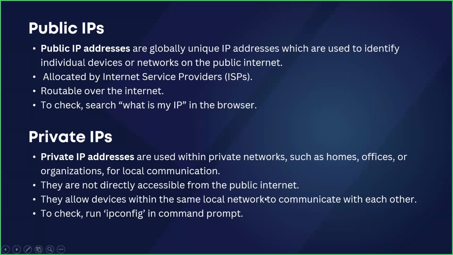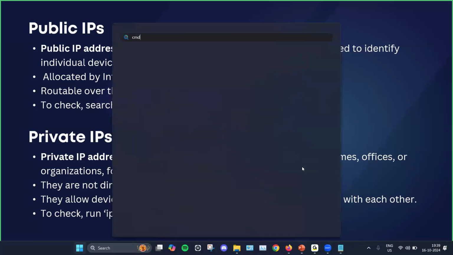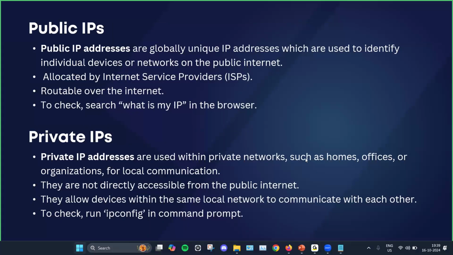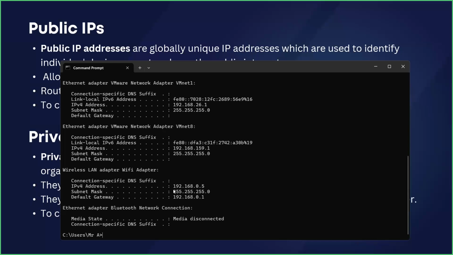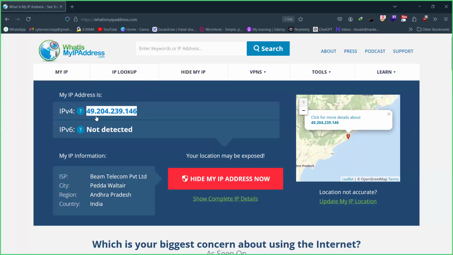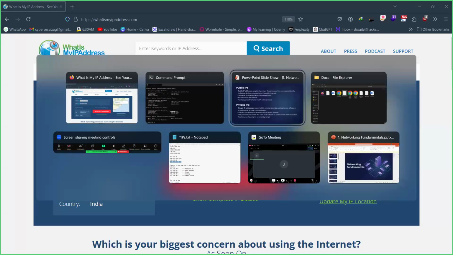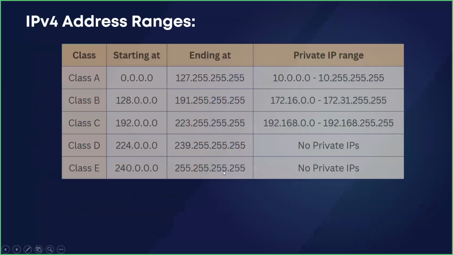And if you want to check what your private IP is in your Windows system, you can open up the command prompt and run the command ipconfig, Internet Protocol Configuration. And you can see this is my private IP here, 192.168.0.5. Now, why am I getting specifically 192.168 here? Why am I getting specifically 49.204 here? Again, there are ranges for each public and private IP. We'll talk about those ranges in the next class.